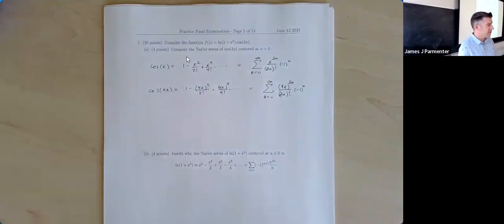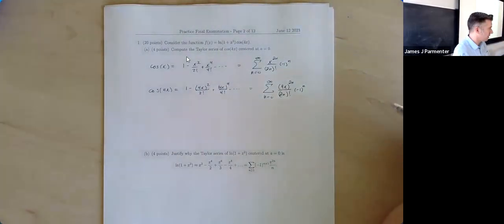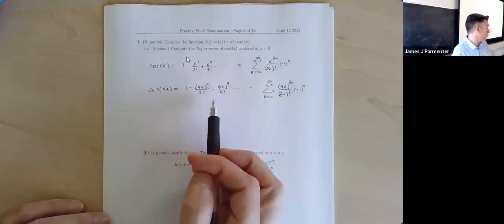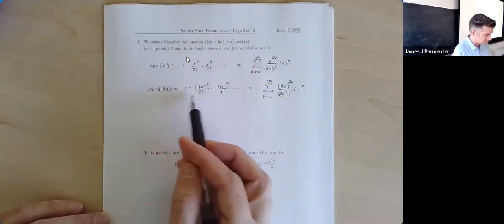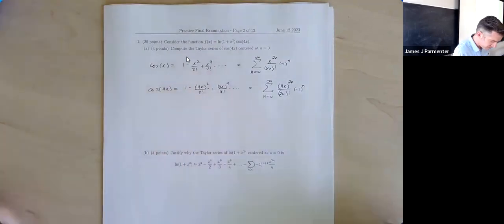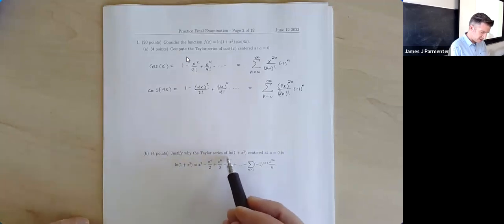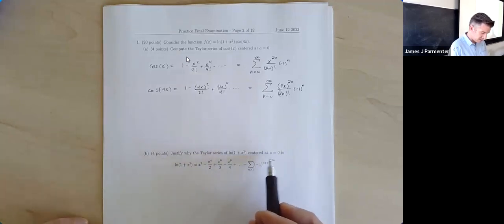Also, it's definitely necessary in a later part of this problem to know what the first few terms of cosine of 4x are. So I would definitely write this out here. I'd probably write another term here. And then the next part here, they're saying, justify why the Taylor series of the natural log of 1 plus x squared centered at 0 is this.